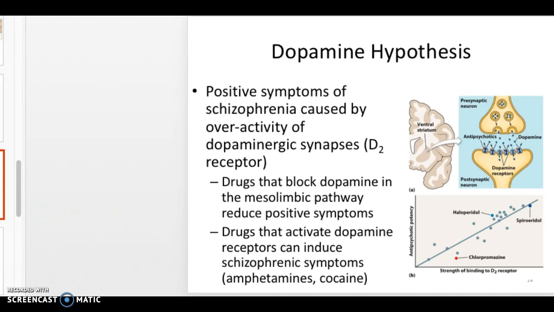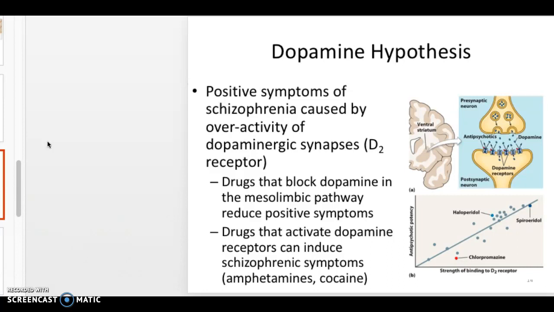Another hypothesis is the dopamine hypothesis. That's the idea that positive symptoms of schizophrenia are basically overactive dopaminergic neurons or dopaminergic synapses, particularly the D2 dopamine receptor. One of the main pieces of evidence for that is being able to treat schizophrenia. The way we treat positive symptoms is basically blocking the dopamine pathway, and we can reduce positive symptoms that way. So there's a very clear connection: you block the dopamine pathway, you block those symptoms.